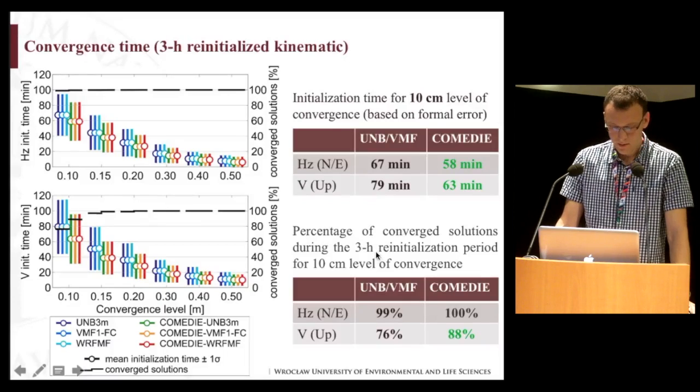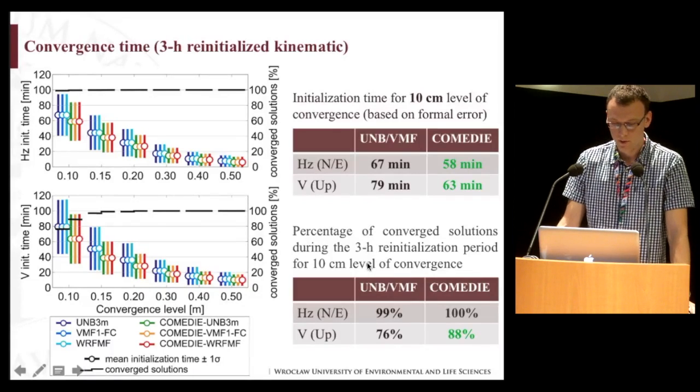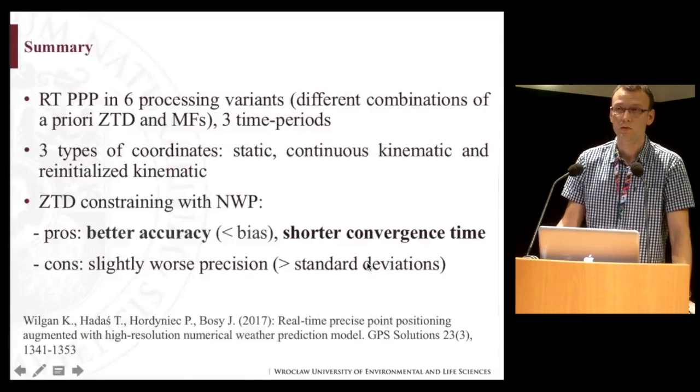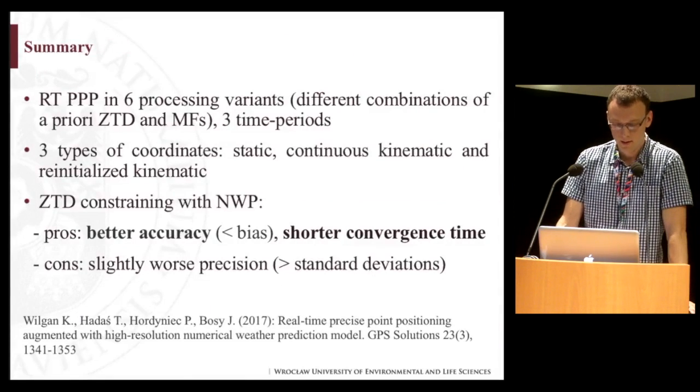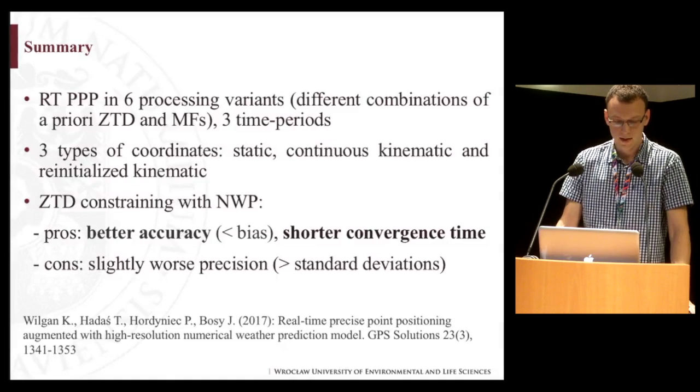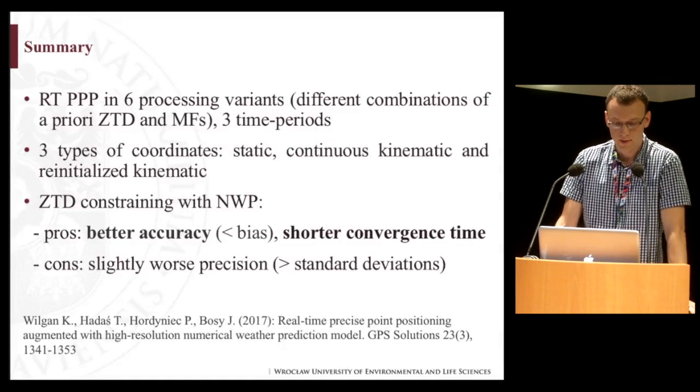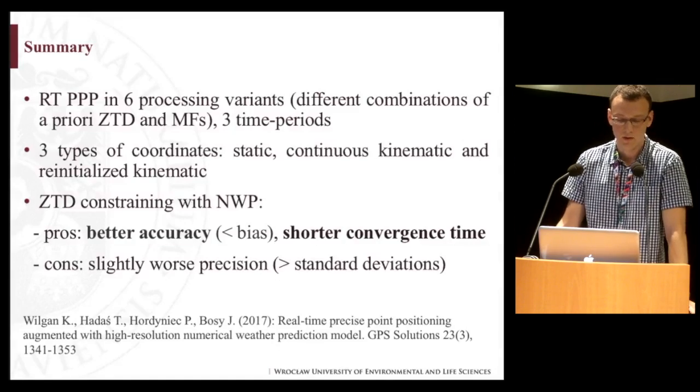So, not to make things longer, we have shown that it is possible to use numerical weather prediction data and calibrate them with GNSS estimates, and in this way you can get better accuracy and shorter convergence time, but with a slight loss of precision.